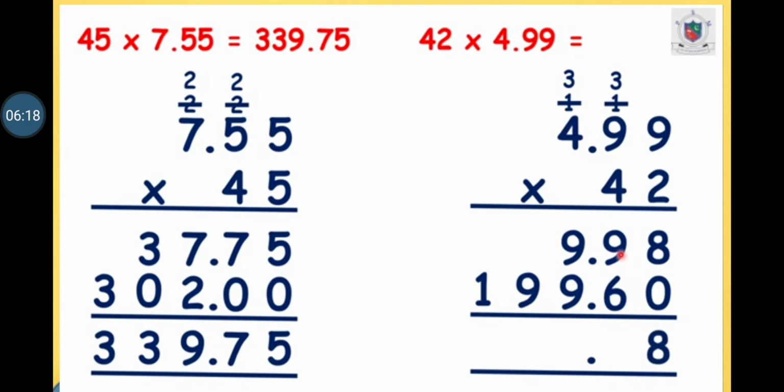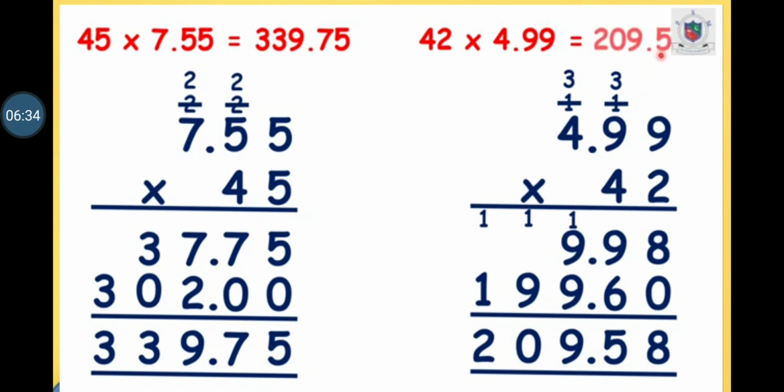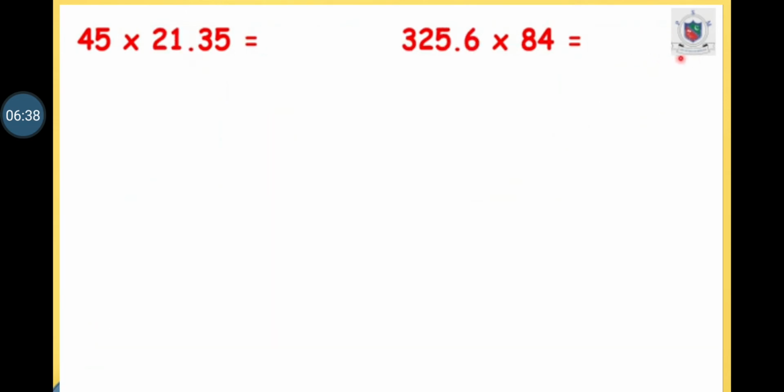Now we have to add. 9 plus 6 is 15. 1 will be carry forward. 9 plus 9 is 18 plus 1 is 19. Again 1 will be carry forward. 9 plus 1 is 10. Again 1 will be carry forward. So dear students, you can see that after multiplying these two numbers, we get the answer.